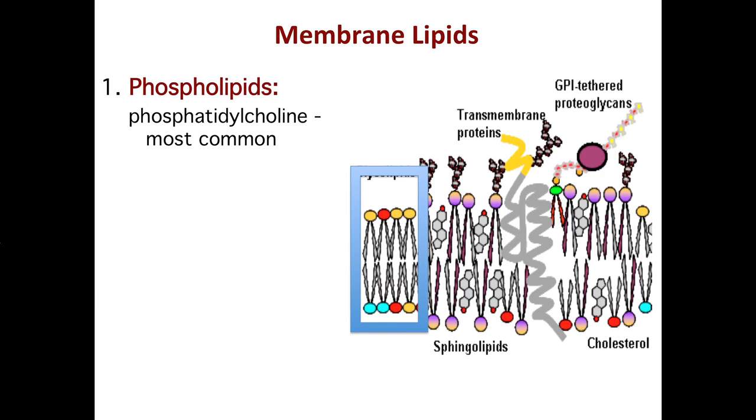So we're going to explain about membrane lipids, and the most predominant ones are the phospholipids we've already talked about. So again, they are amphipathic. They have a phosphate head that is hydrophilic, and then the hydrophobic fatty acids, and they form a bilayer.